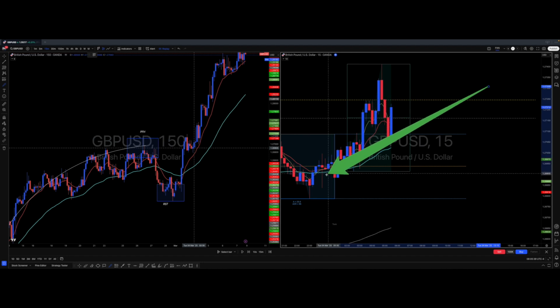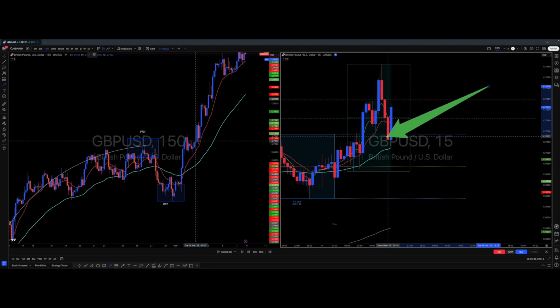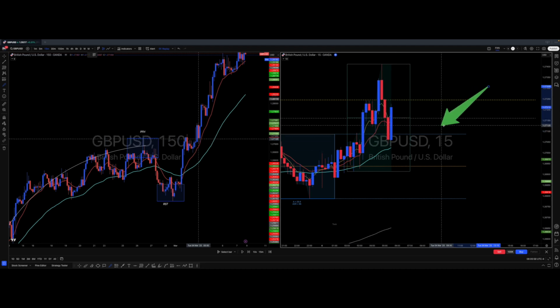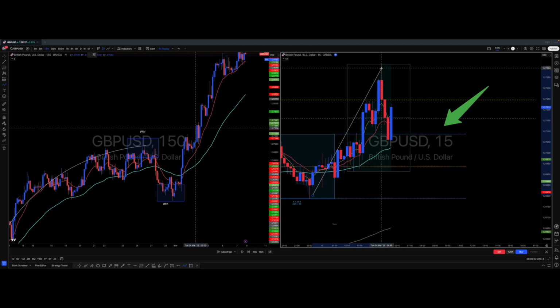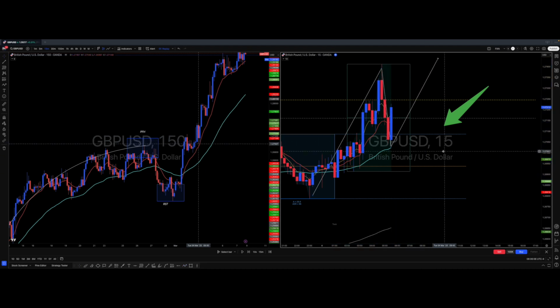So this right here is what we're looking for, the type 4, and then we're really looking for that pullback. It's really important that the pullback goes to, in this case, the top of the Asian range and then immediately reverses. So this right here is essentially the type 4 pattern that we're looking for out of this pair.